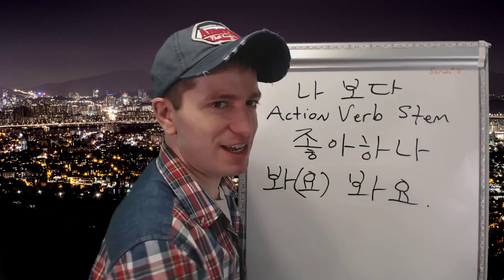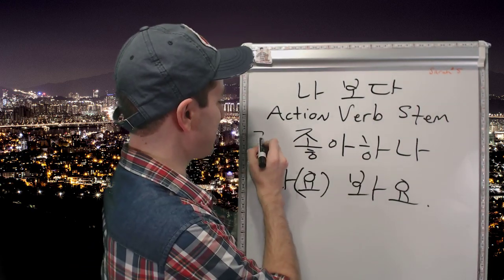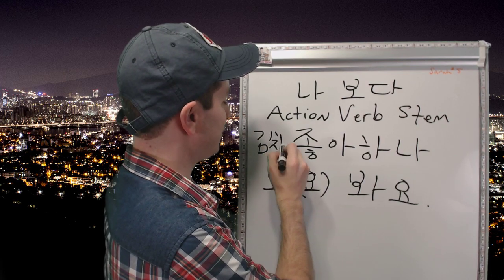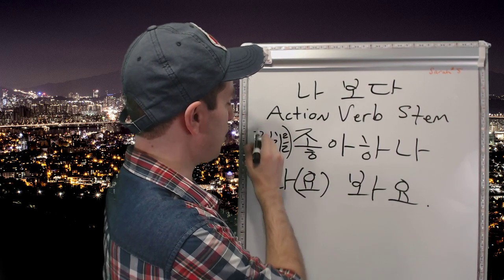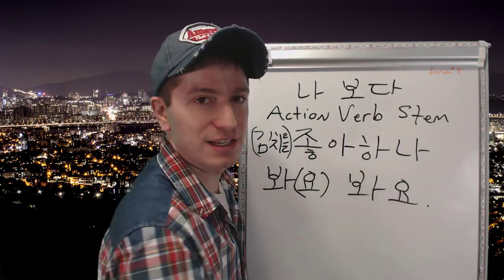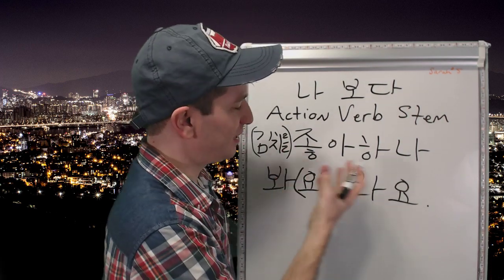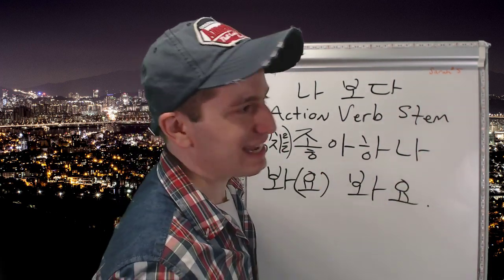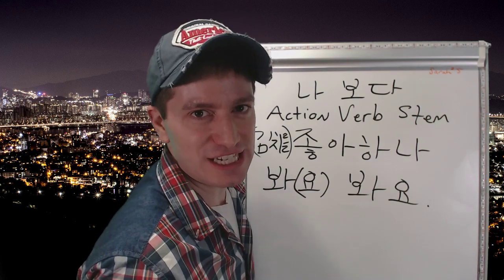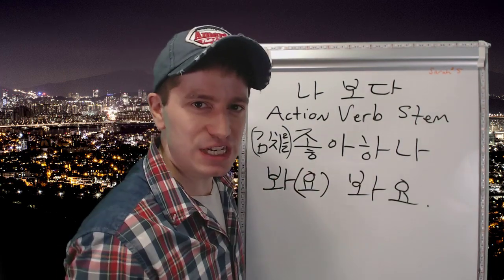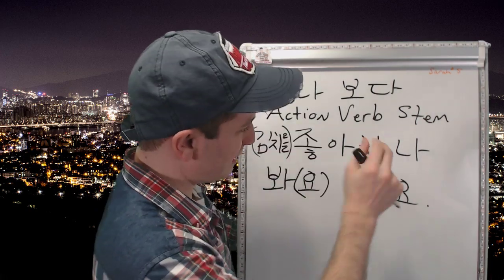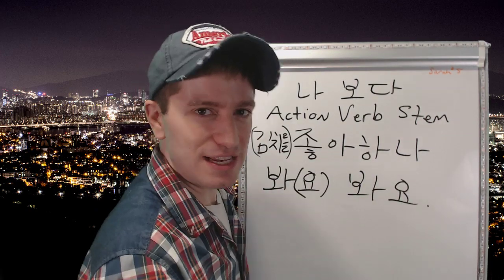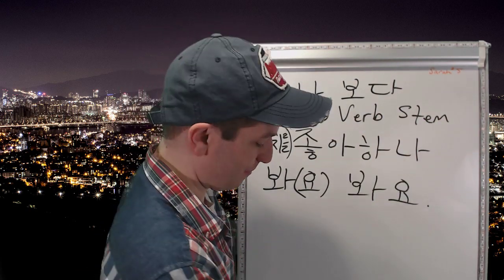We don't have any other context in this sentence, so maybe let's add 김치, 김치를. I know it's kind of small. 김치를 좋아하다, to like kimchi. Now we've got 김치를 좋아하나 봐요. I guess that he or she likes kimchi. It seems that he or she likes kimchi. So notice that 나 보다 only is used because it's an action verb stem.